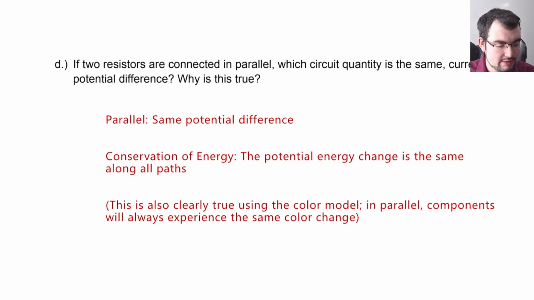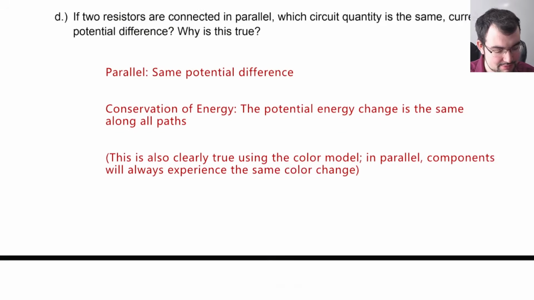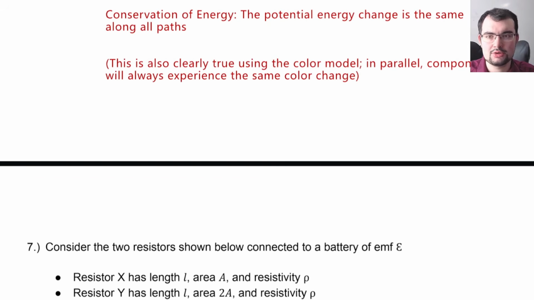Because we know that potential relates to energy change. And if you can get back to the battery in both paths, you must have the same energy change, or else your color coding wouldn't match. So this is easier to think of with the color model, because just try to color it. You'll always get the same color change in parallel, and that relates to energy. Because we said that potential is sort of our electric height.